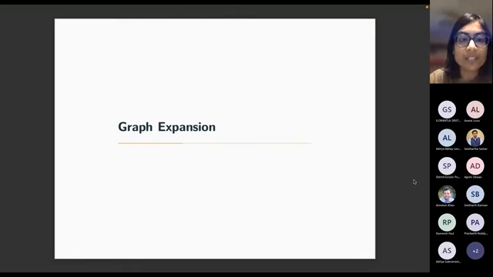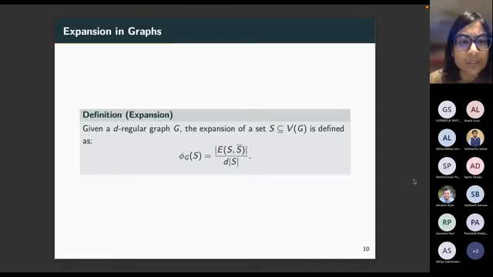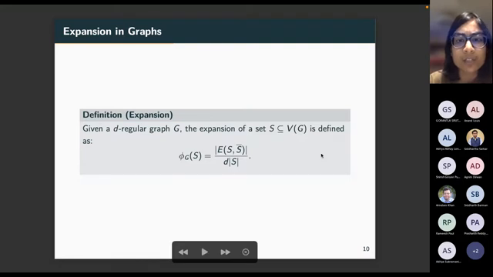So now let me define expansion in graphs. Given a d-regular graph, the expansion of a set in the graph is defined as the fraction of edges that leave the set, where we are normalizing by the total number of edges incident on the set. So this notation just means the edges that go between S and the complement of S, divided by the degree times the number of vertices in the set.